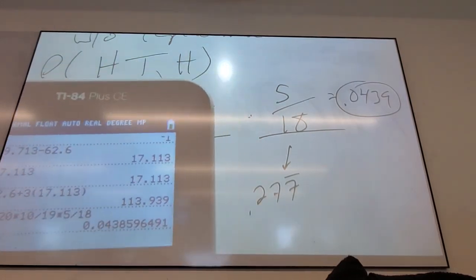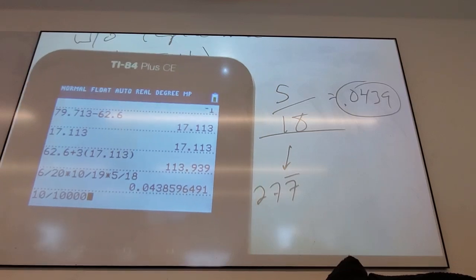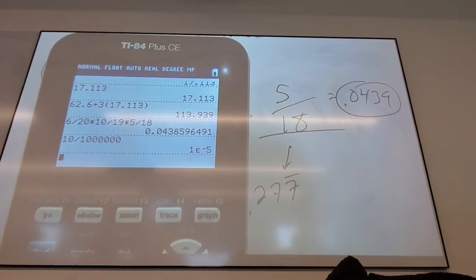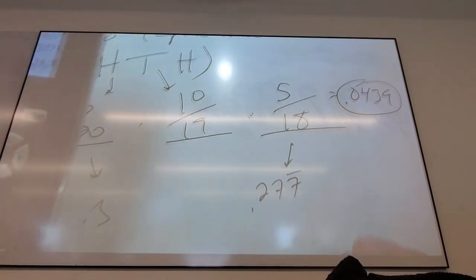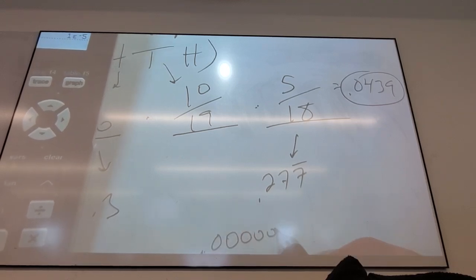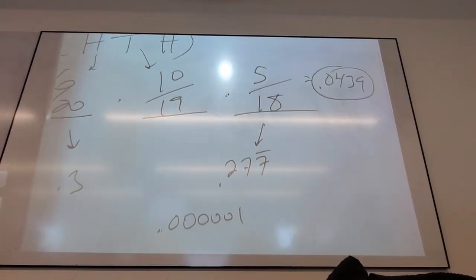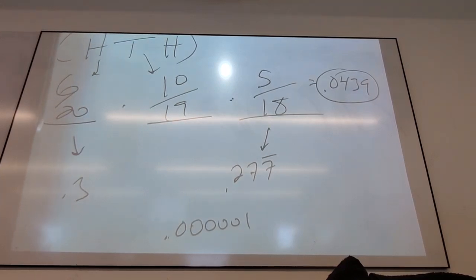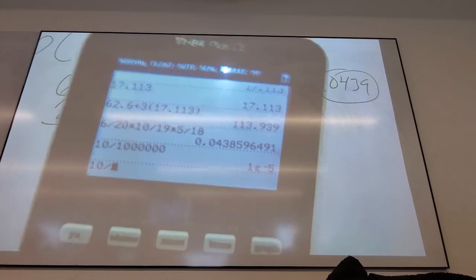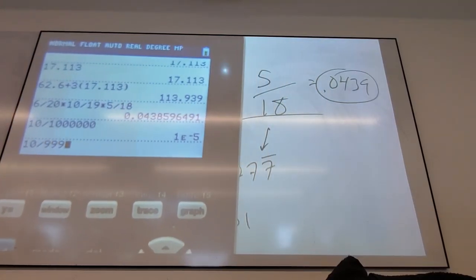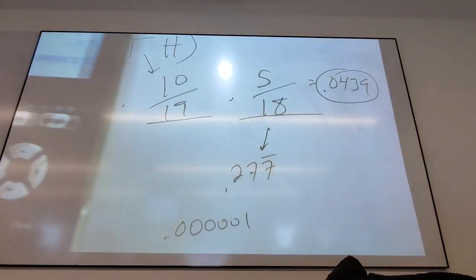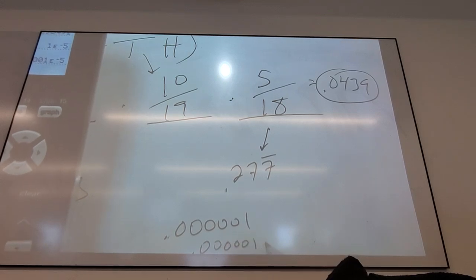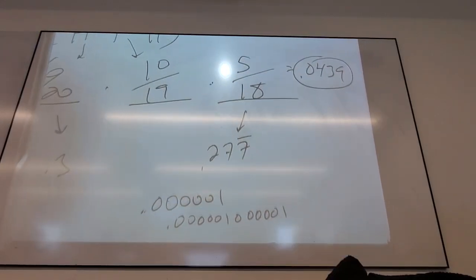What is 10 divided by a million? A million is 6 zeros. You can't even do it in your head, right? It's 0.000. Let's write it down. 10 divided by a million would be 0.00001. So move the decimal back 6 times, so 5 zeros. You guys with me? Now, what is 10 divided by 999,999? That is 0.000010000010. Would you say those are very different? Yes.